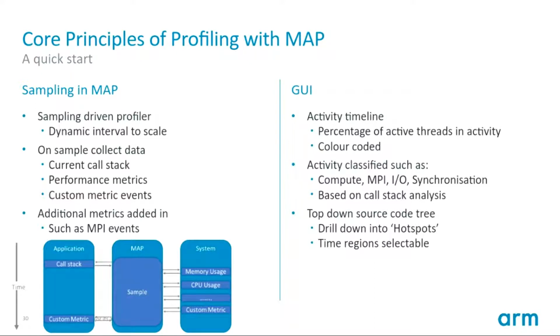I was just mentioning that map is a sampling-based tool, and it gives you the compute, the MPI, and the I/O.